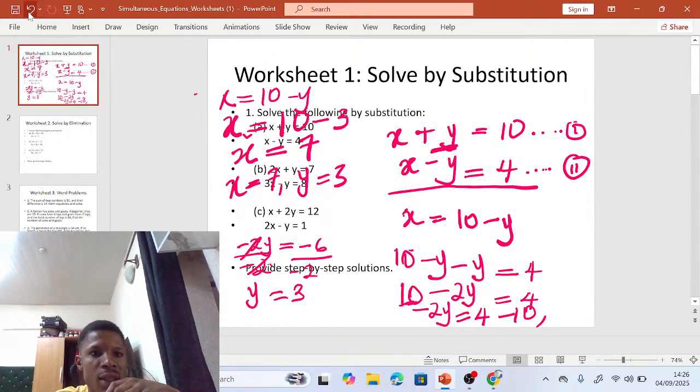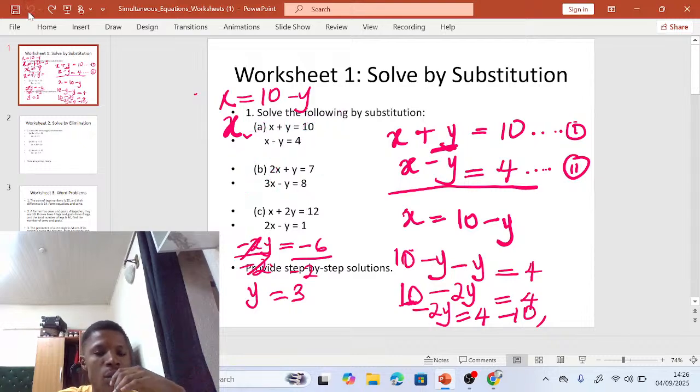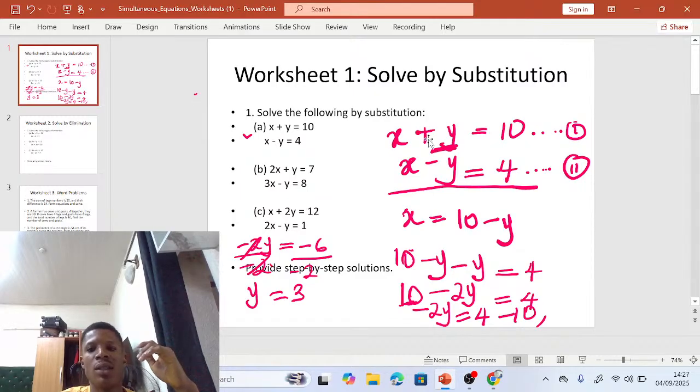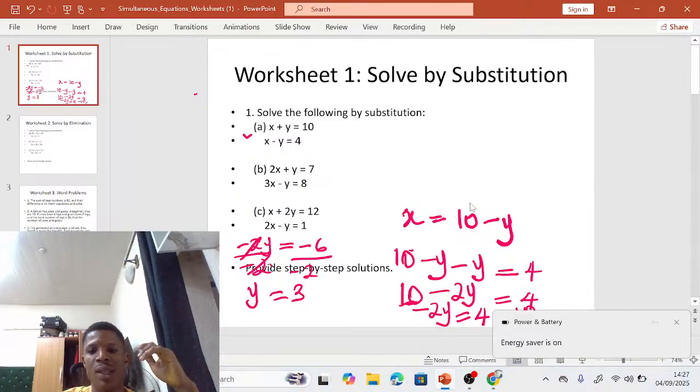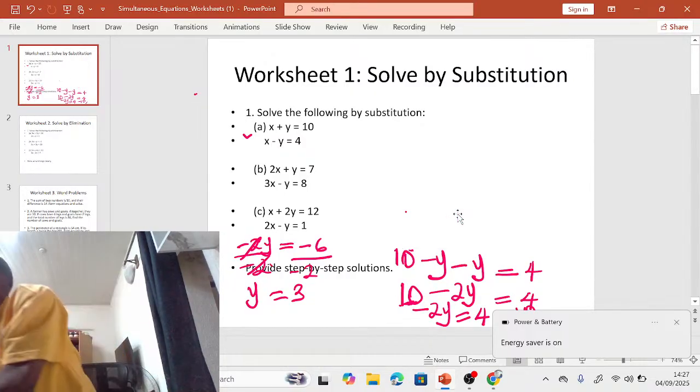Let me try to delete this. Okay, it's working. So to solve it, this is very, very simple. We've actually gotten the value of our x and our y. It's very easy to do.